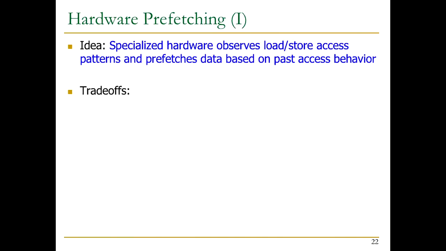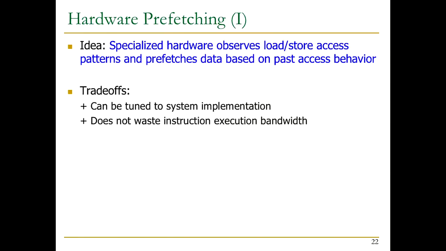Okay, the idea in hardware prefetching is we have a specialized hardware that observes load store access patterns and prefetches data based on the past access behavior. Now, this is not general enough. We'll see different kinds of prefetchers that do different things. Because it doesn't always have to be the past access behavior, but the simplest prefetchers are based on past access behavior. Now, there are trade-offs here.